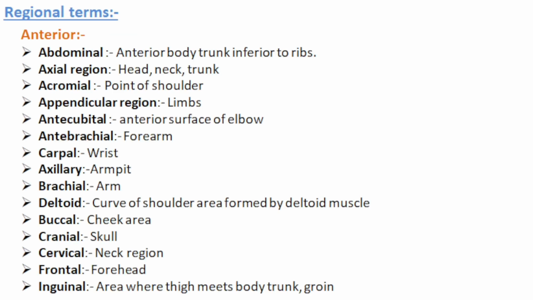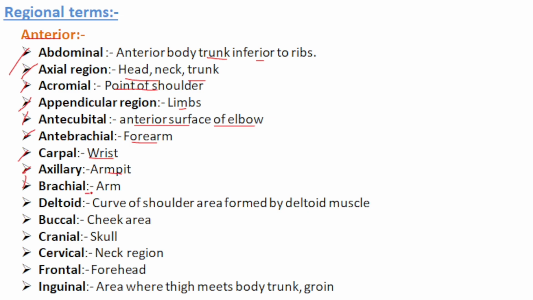Then regional terms. First, there are some terms that I use for anterior body parts. So let's start. Abdominal, anterior body trunk inferior to ribs. Axial region, head, neck, trunk. Acromial, point of shoulder. Appendicular region, limbs. Antecubital, anterior surface of elbow. Antebrachial, forearms. Carpal, wrist. Axillary, armpit.